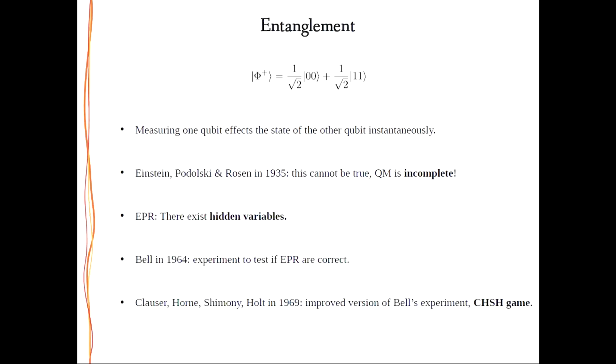So later, Clauser, Horne, Shimony, and Holt, in 1969, improved on Bell's experiment, and they came up with the CHSH game. This proved to be a really nice experiment that they could actually perform. They performed this experiment, and it confirms that quantum mechanics is correct, and that Einstein and friends were wrong. So in this lecture, I want to explain the CHSH game. We will also play it here in the room, and after that, I will explain what it means.